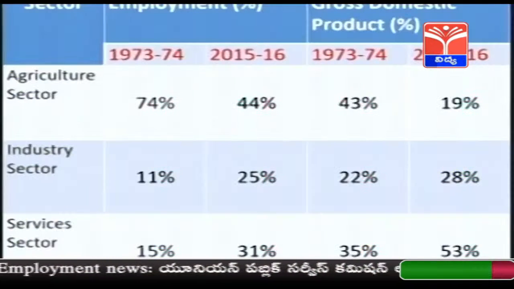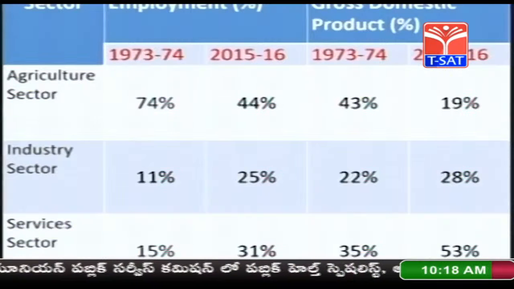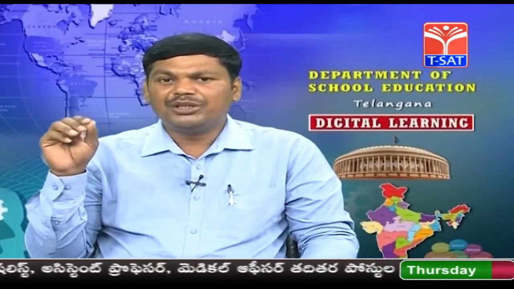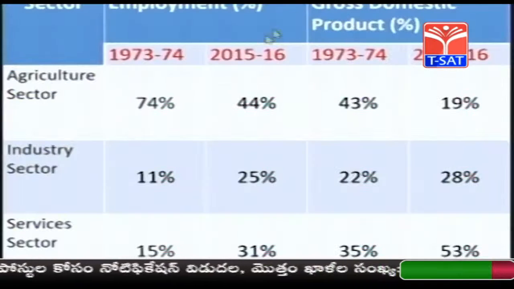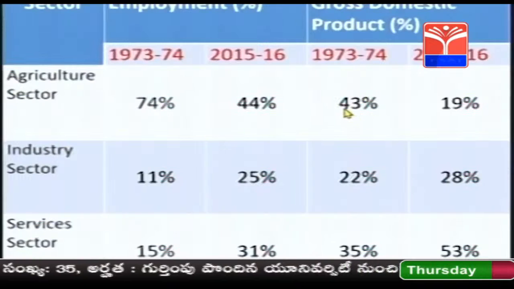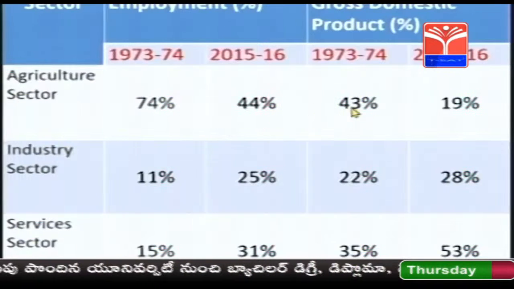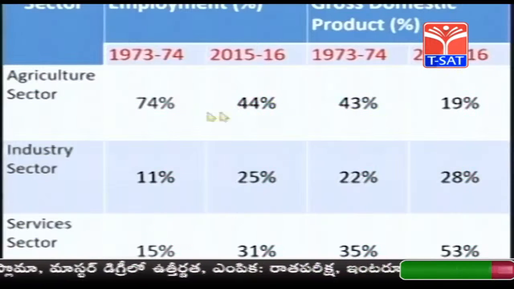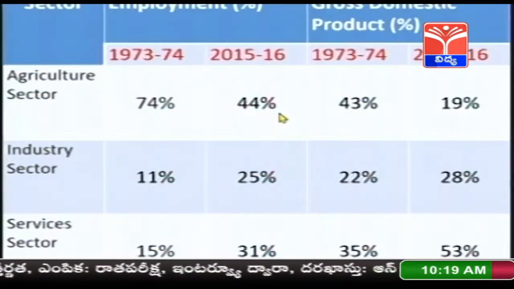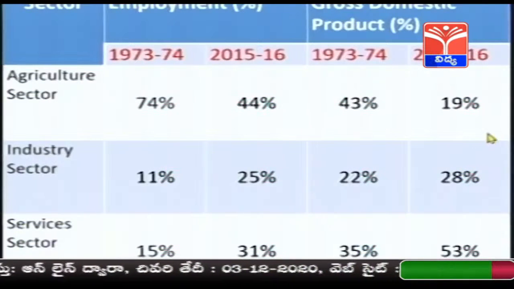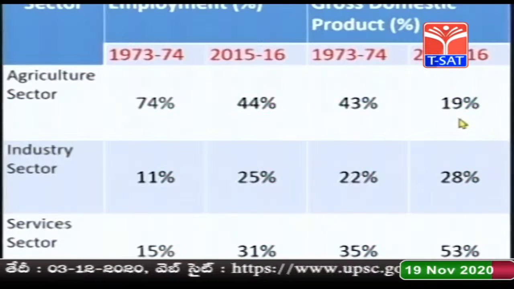Sectors, employment and gross domestic product. That means the share of employment and the share of contribution to the GDP in these three sectors. The agriculture sector had employment of 74% in 1973-74, but the GDP contribution is 43%. That is 73-74. It is a major contribution here. In 2015-16, agriculture sector employment is 44%. They are working, 44% of the people. Their contribution is only 19%.